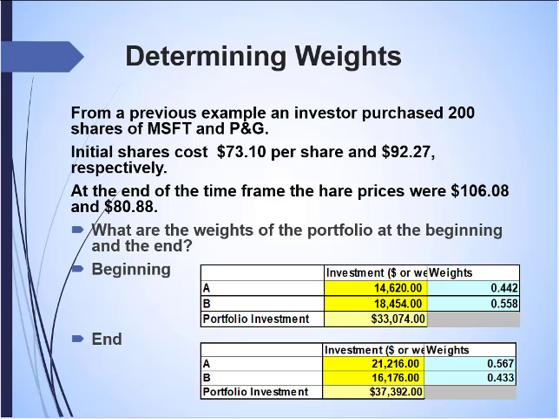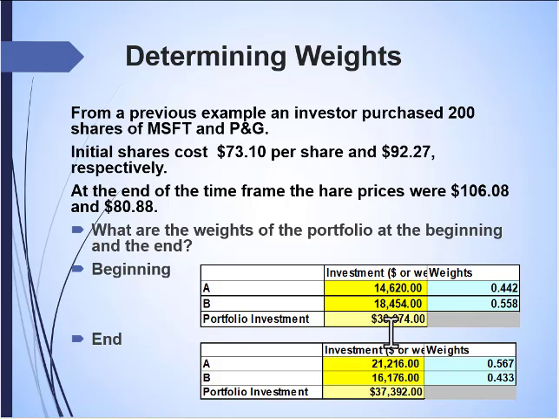So let's look at this, how you do it for weights. We had a previous example. The shares started at 73 and 92. They ended up at 106 and 88. What were the weights of the portfolio at the beginning and at the end? Well, 200 shares times 73.10 is 14,620. 200 times 92.27 is 18,454. So our total investment started out at $33,000 odd dollars. What are the weights?